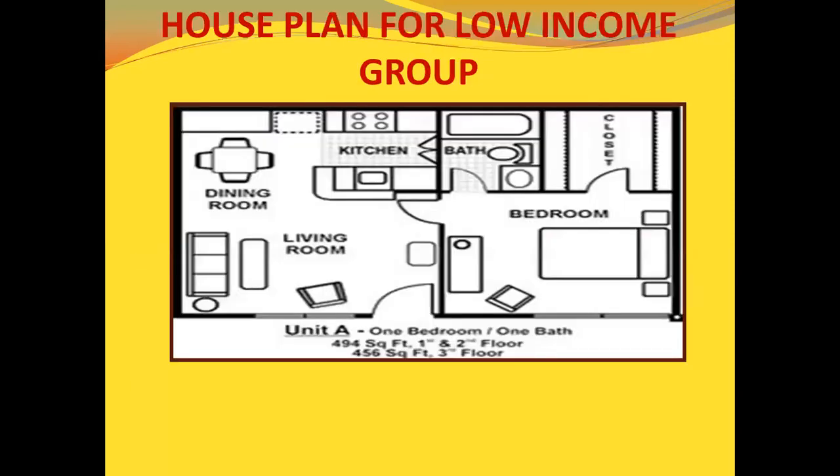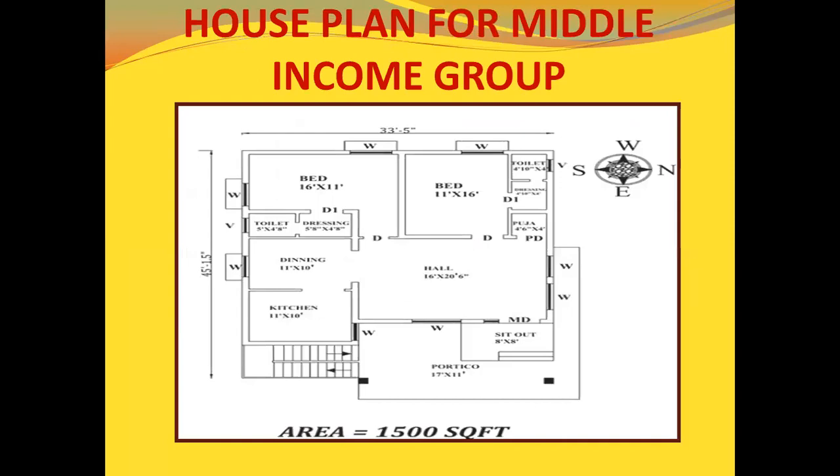So this is the house plan for the low income group, which has a unit of 1 bedroom, 1 living room, and 1 bathroom with 494 square feet, on the first floor as well as the second floor as well as the third floor. So they can plan for a minimum unit of 200 to 400 to 500 square feet. And this is the house plan for the middle income group. So this is 1,500 square feet, a 2-bedroom floor with a living area, kitchen and dining. It has a sit out and portico with a puja room, etc.